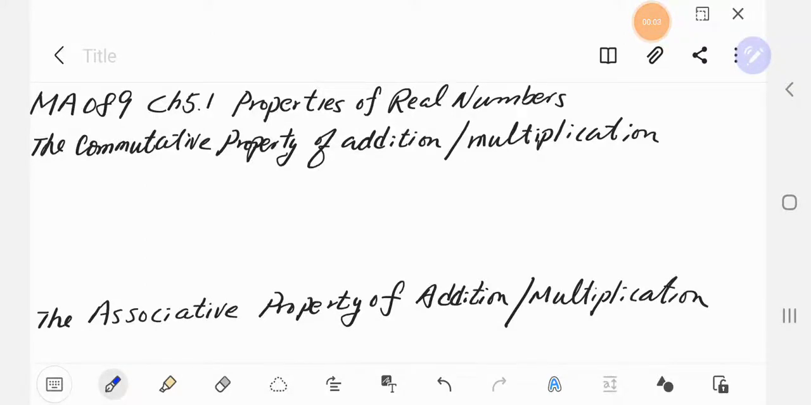MA089, Chapter 5.1, Properties of Real Numbers. There are many properties of real numbers. First of all, let's consider the commutative property of addition and multiplication.